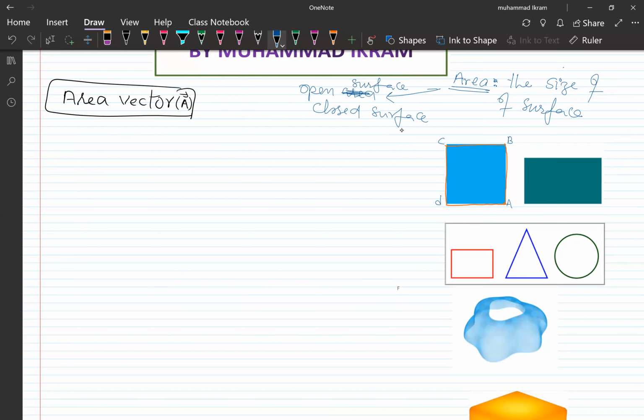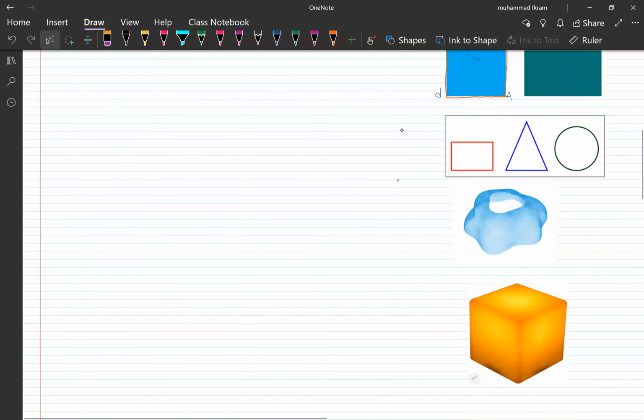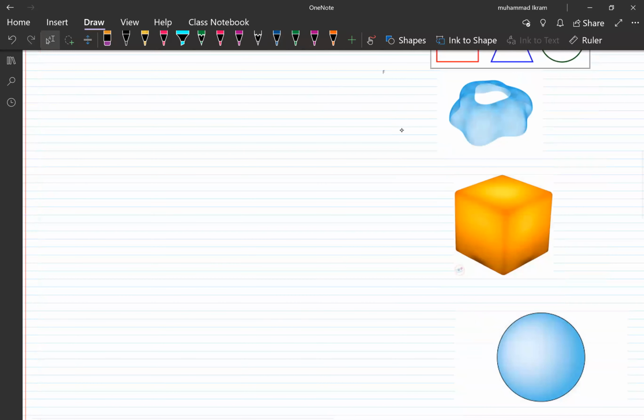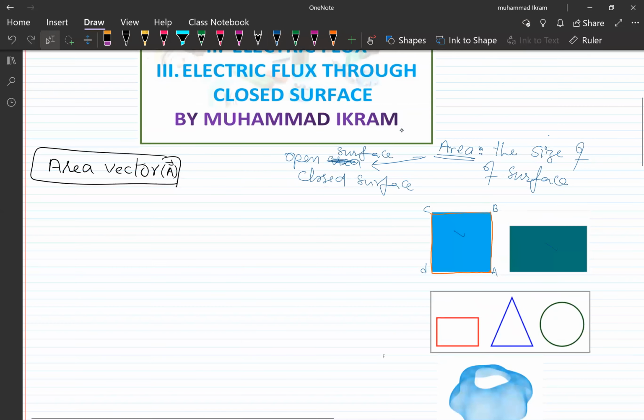This is an open surface, this one is open, this one is open, this surface is open. However, this is called a closed surface. The cube, the 3D surfaces, the sphere, these are called closed surfaces, right? Now, as you saw in the previous classes, you consider the area as a scalar quantity. Area being a scalar quantity, only the magnitude works for those things.